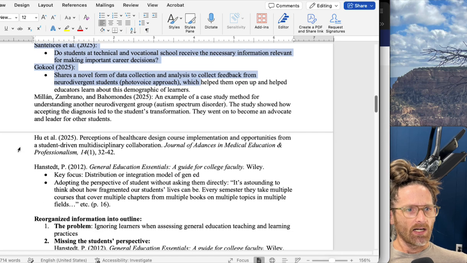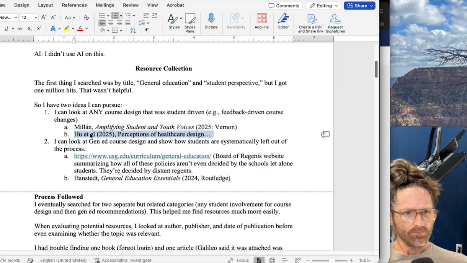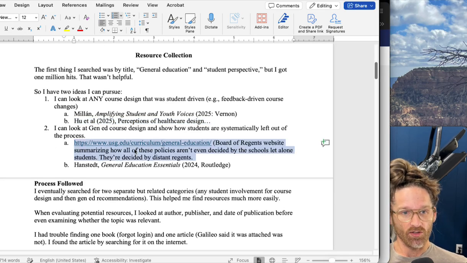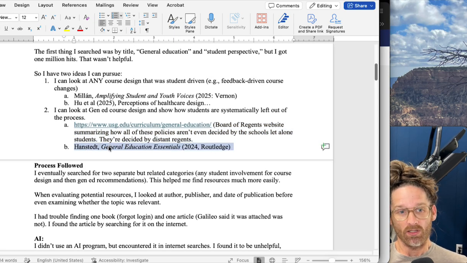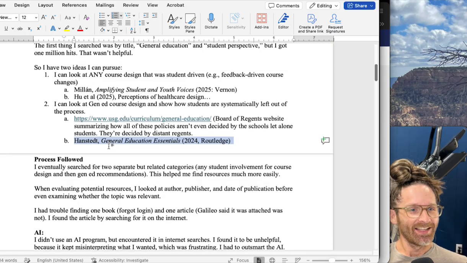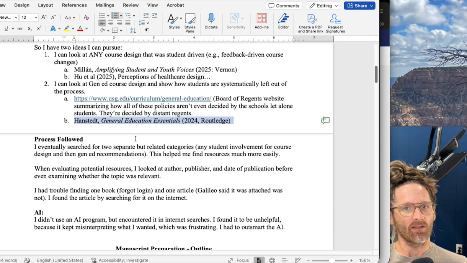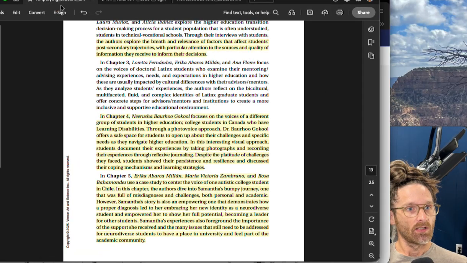Now moving on, I had 4 resources, so I went through all of them. The next one was this Perceptions of Healthcare Design. That turned out to be not very interesting, so I wrote a very tiny bit there. I have the USG General Education Curriculum. I didn't even look at that because I was just using it as an example. And I know it. I use it regularly for the last 6 years. And then this book, General Education Essentials. And I looked at the very first chapter of that, which you will see here.